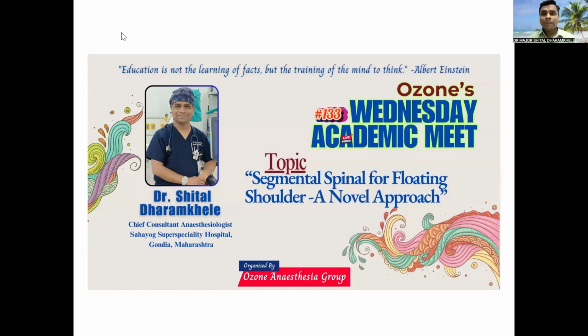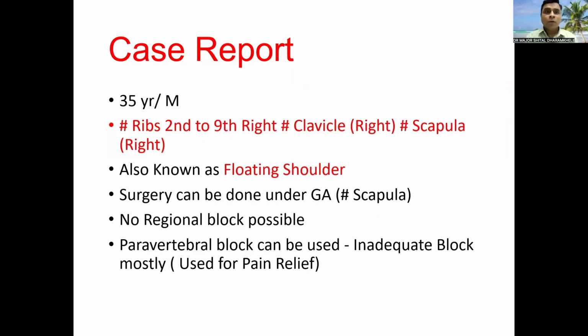Today my topic is segmental spinal for floating shoulder, a novel approach. We'll just go through one case report. We have a 35-year-old male with polytrauma: fractured ribs, second to ninth on the right side, a fractured right clavicle, and a fractured right scapula.